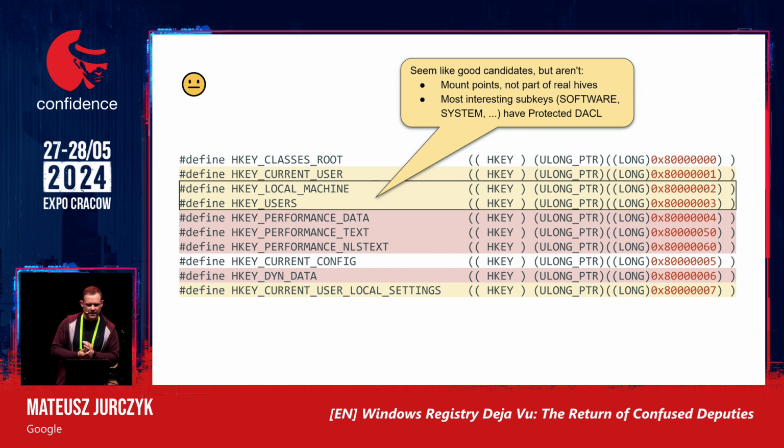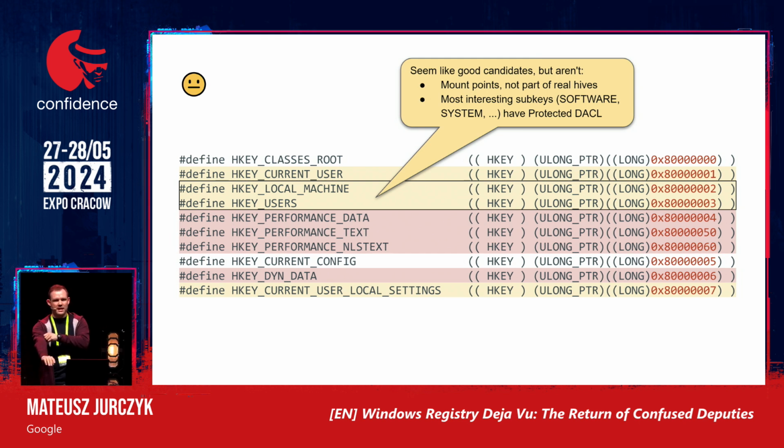Then we have the HKEY_LOCAL_MACHINE and HKEY_USERS top-level keys, which seem like good candidates, but upon further analysis, it turns out that they are not very good because of several reasons. First of all, they are not real keys. They are just mount points where other hives are loaded. And the most interesting subkeys of those two keys, for example, the software hive and the system hive, have protected DACL. So let me explain a little bit.